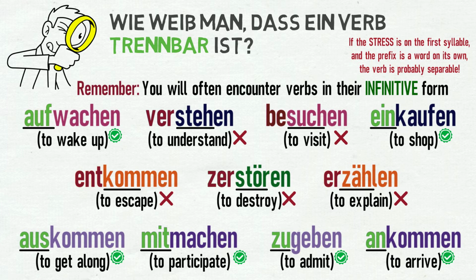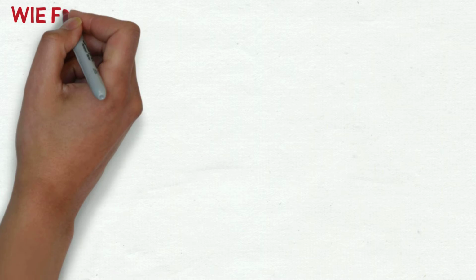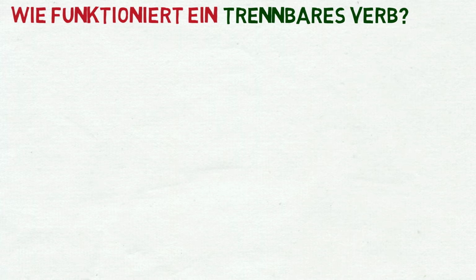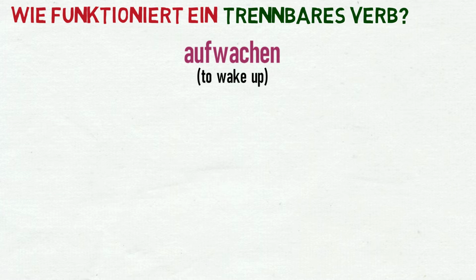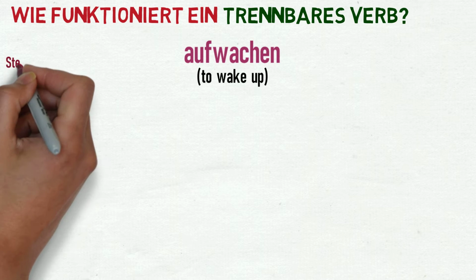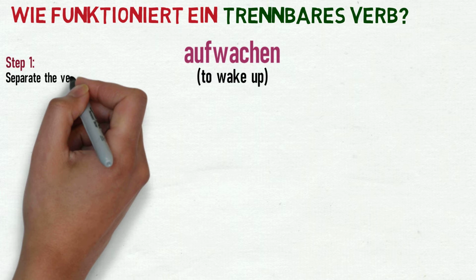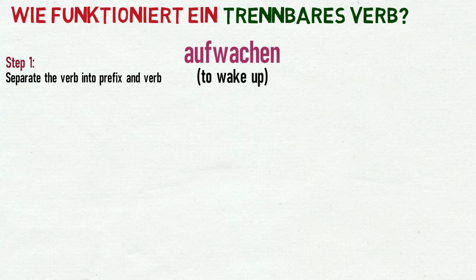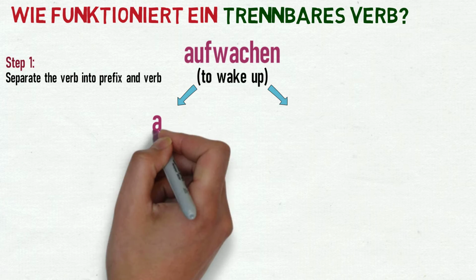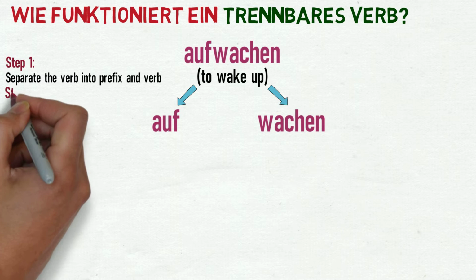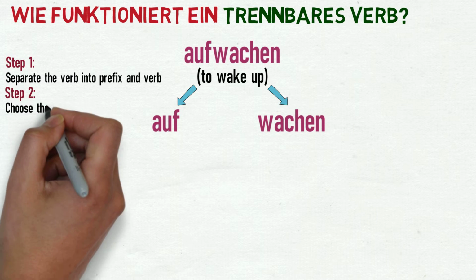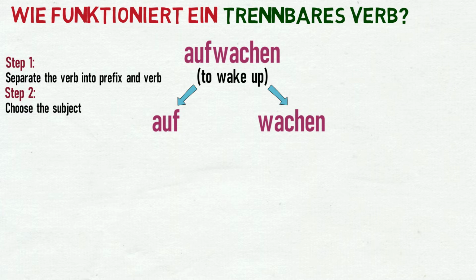Now that we know some separable verbs, let's have a look at how they work. Let's take the verb aufwachen, to wake up. In order to use a separable verb in the present tense, we need to take the following steps. 1. Separate the verb into its prefix and its verb. So this verb separates into auf and wachen. Next, decide which subject is going to be doing the action. For this example, we will use ich.